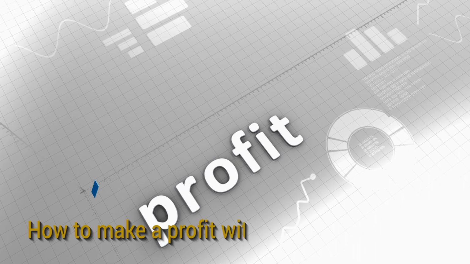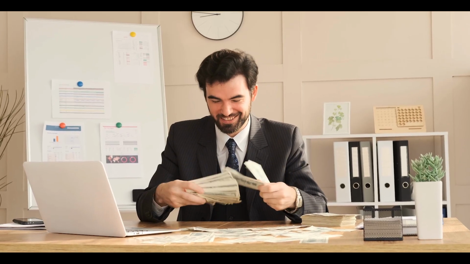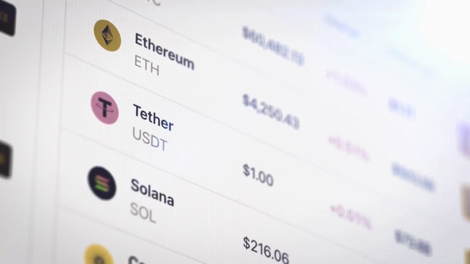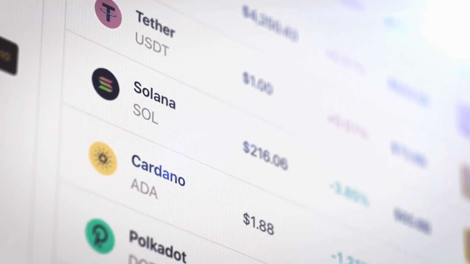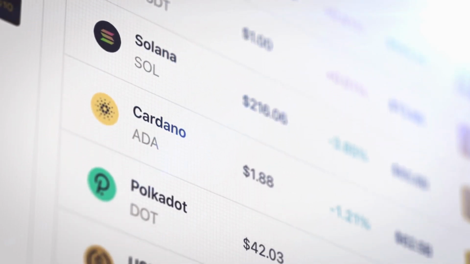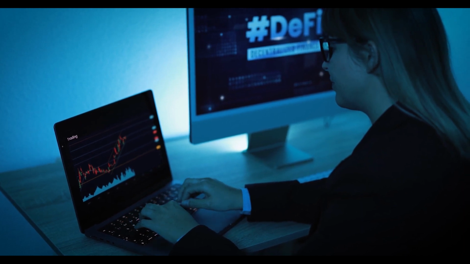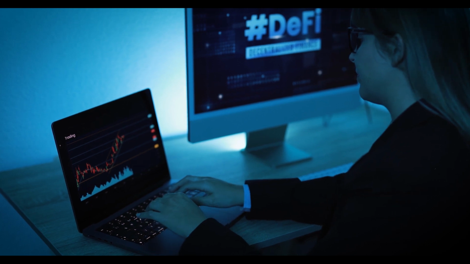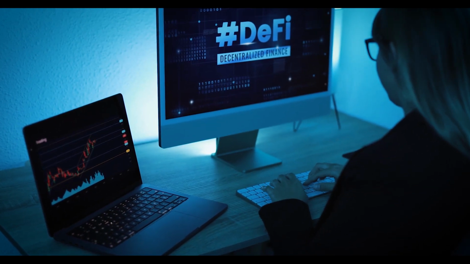How to make a profit from Web 3.0. There are several ways to make money with Web 3.0. One popular method is investing in cryptocurrencies like Bitcoin and Ethereum, as their increasing adoption can increase their value over time. Additionally, you can earn passive income through decentralized finance (DeFi) protocols, which allow you to lend out your cryptocurrencies to earn interest in a decentralized manner.